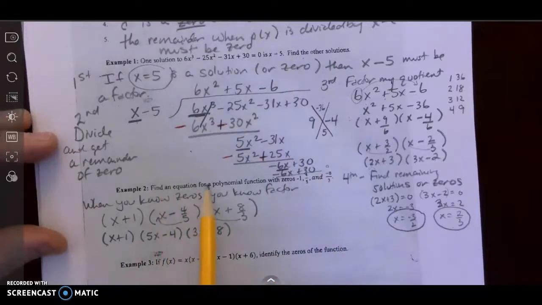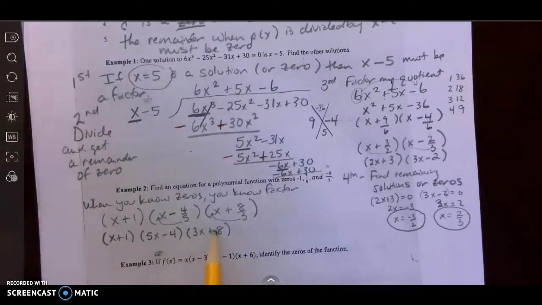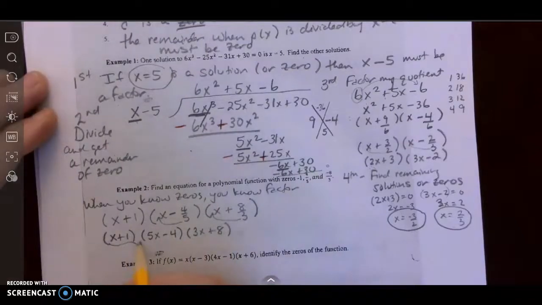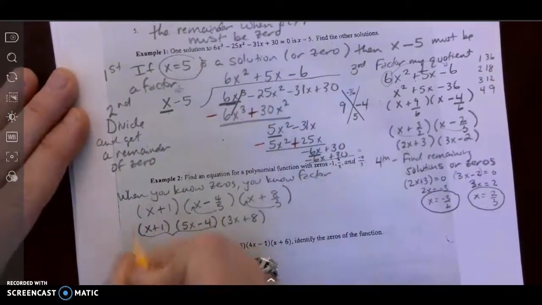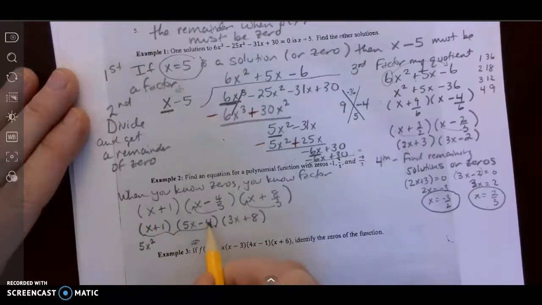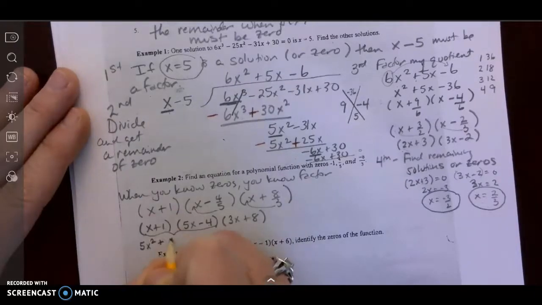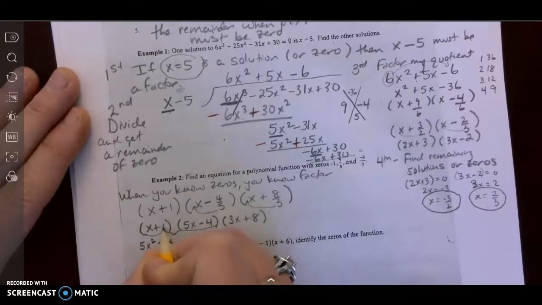But it says find an equation for the polynomial. So now what I need to do is multiply this out. I'm going to start by multiplying these two, and then I'll have to multiply by that. So let's start by foiling the first two. And I get 5x squared. Outer term, negative 4. Inner term, positive 5. Negative 4 and positive 5 is positive x, minus 4 for the last term.